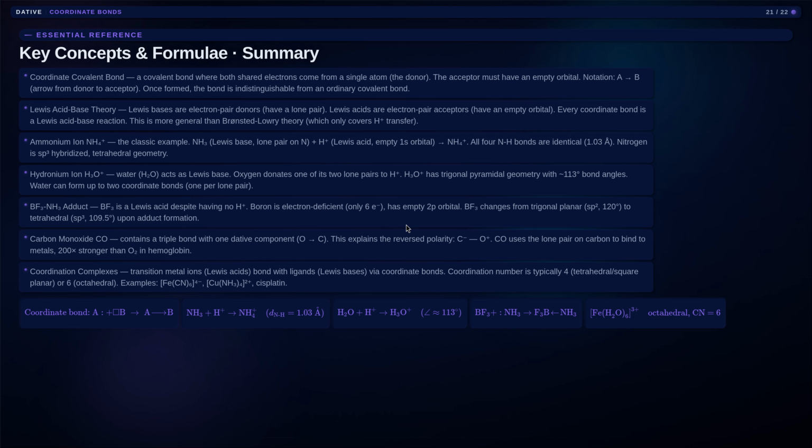Third, the ammonium ion NH4+ forms when NH3 donates its lone pair to H+. All 4 N-H bonds are identical. Fourth, the hydronium ion H3O+ forms when water donates a lone pair to H+. Fifth, BF3 acts as a Lewis acid without a proton. It changes from trigonal planar sp2 to tetrahedral sp3 upon adduct formation. Sixth, carbon monoxide contains a dative bond from oxygen to carbon, explaining its reversed polarity. And finally, transition metal complexes rely on coordinate bonds between metal ions and ligands. These concepts are essential for understanding modern coordination chemistry.